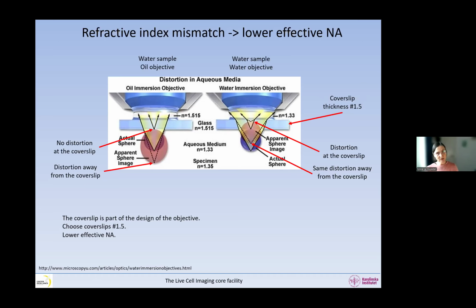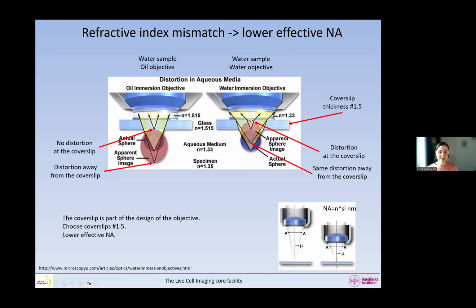So maybe we think, oh, this experiment is very demanding, I'm going to use an oil objective, because it's the highest resolution, because it has the highest numerical aperture. And what we do is that we actually decrease it effectively. We use a decreased numerical aperture. That's not very good. Whereas in here, we use the full numerical aperture of the objective. So when we do not match, we use a lower effective objective.